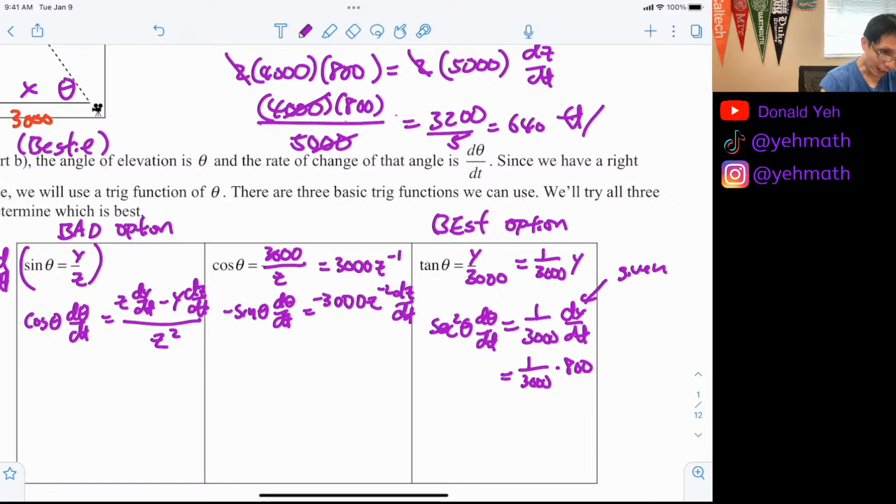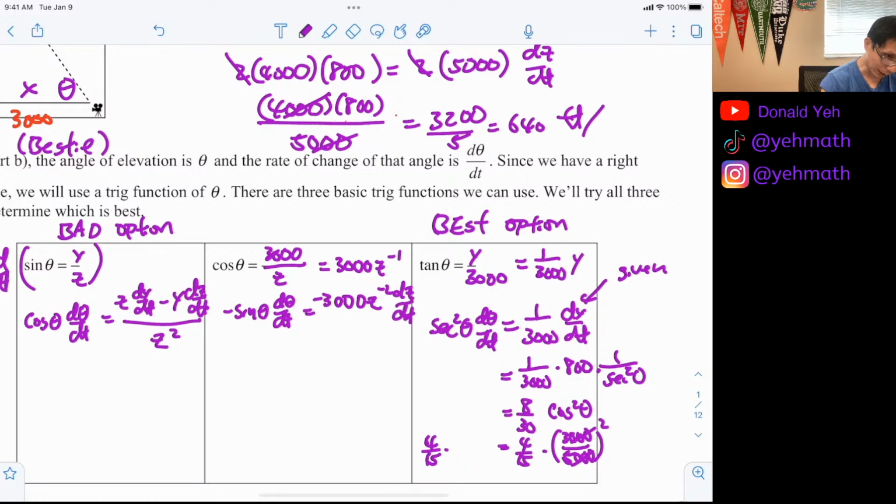800. And if I divide across by secant squared, it's going to be 1 over secant squared of theta, because I divide by secant on both sides. I'm going to simplify 800 over that, so it'll be 8 over 30. And I'm going to change the secant to cosine squared theta. Simplify: 4 over 15 times 3000 over 5000. It turns out the 1000 doesn't matter because they just cancel out. So that's equal to 4 over 15 times 9 over 25. This cancels out 3 and 5. So that's 12 over 125. And 12 over 125 is radians per second.